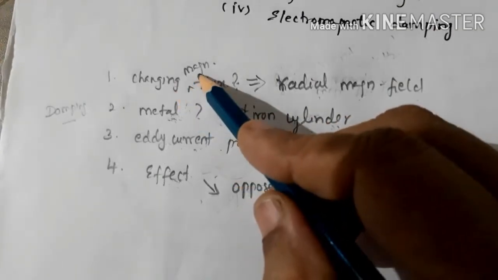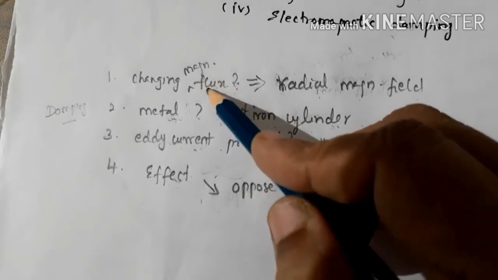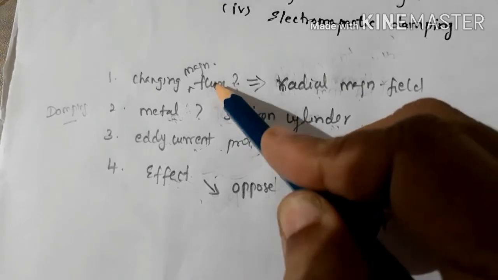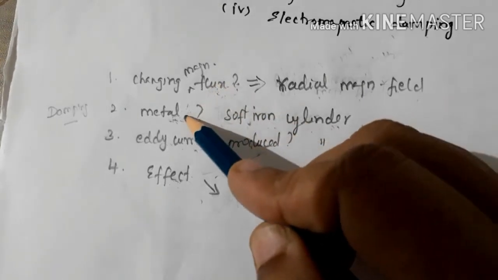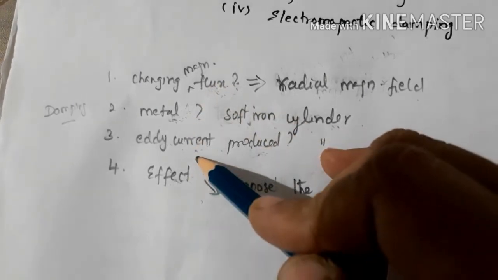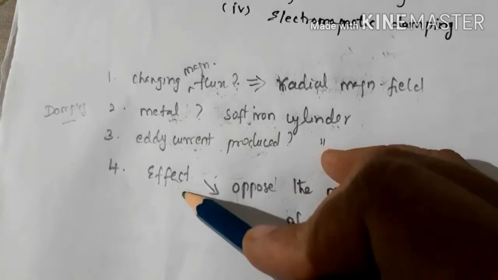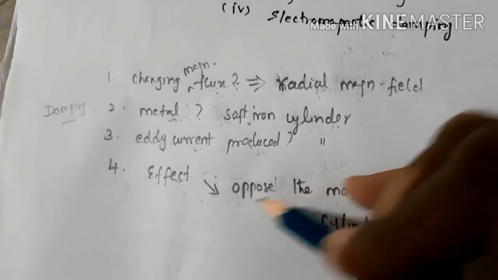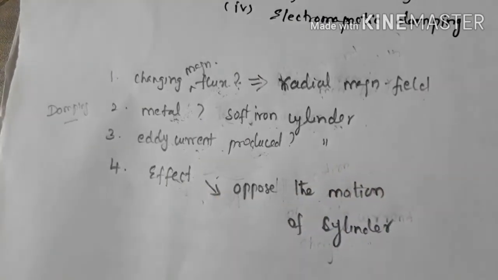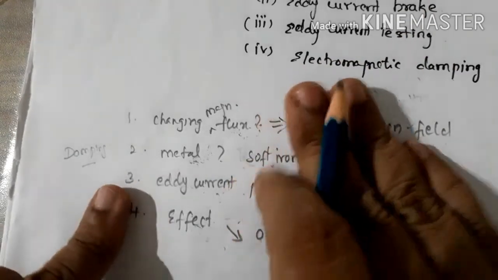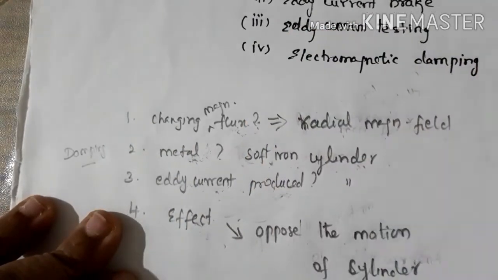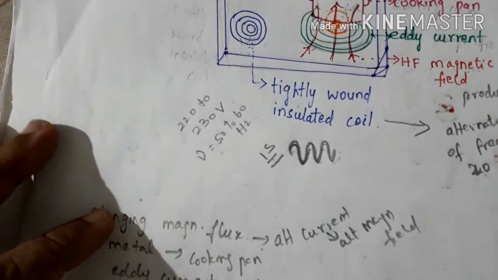So first you should check whether the source of the changing magnetic flux is available or not, then whether the metal is available or not, whether the eddy current is produced in that metal, and the effect which we are going to use, whether the heating effect or the effect that opposes the motion of the metal. You have to answer these 4 questions, children. Right, we will go to the induction stove first.